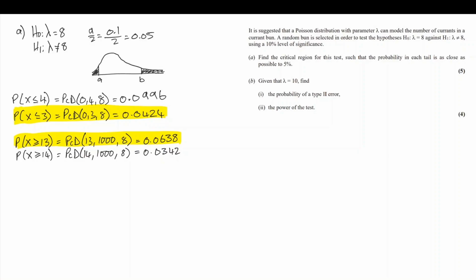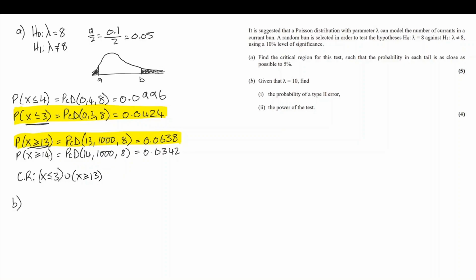Okay, so the critical region is going to come from these. The critical region is a two-part critical region. We want x being less than or equal to 3, or x is greater than or equal to 13. Using probability notation in this statement will invalidate the mark you would usually get here.